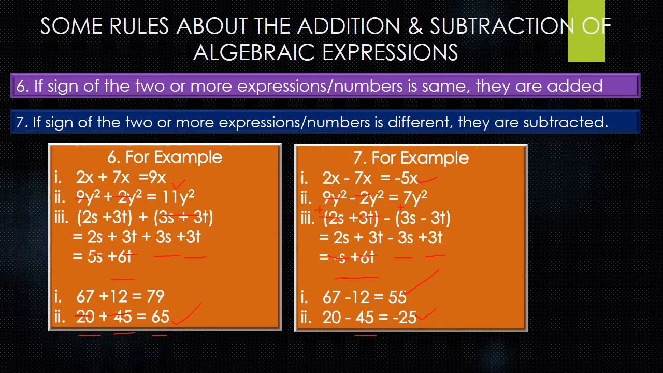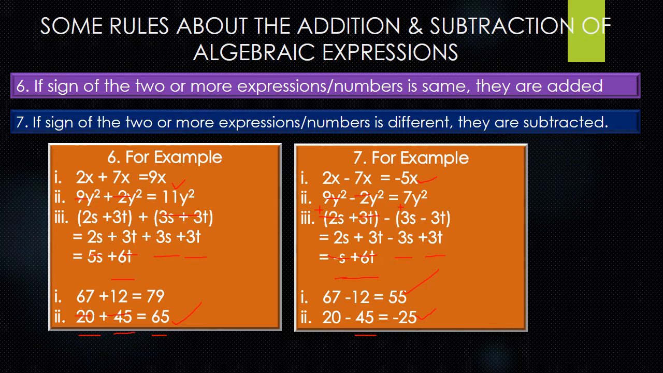Now you look at 3t and 3t, both are positive, it will be added. So I have got plus 6t. Now you come to the numbers. 67 minus 12. Minus 12 is negative, it will be subtracted from the 67 and we will get 55.